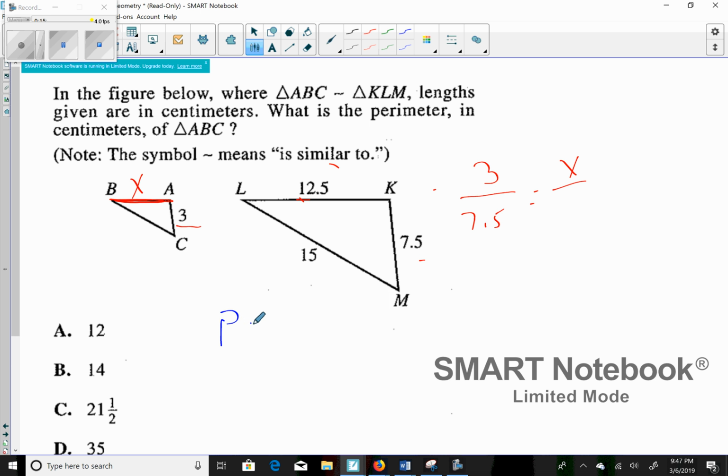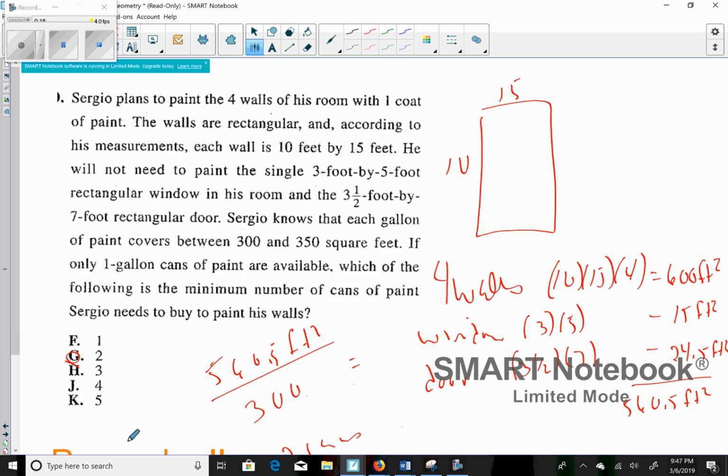So I'm going to say the perimeter is equal to 12.5 plus 15 plus 7.5, and I get a perimeter of 35. And so then I'm going to set the perimeter of 35, which is the larger one, down here, and then I'm going to cross multiply, and I'm going to end up with x equal 14. So the perimeter of the smaller one is 14. I could have gotten the same answer by finding x and finding y, but this way is a lot more efficient. So the next one, oh, we went the wrong direction. We don't want to go back to Sergio.